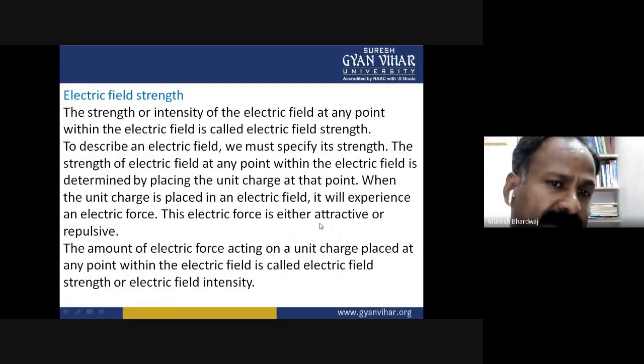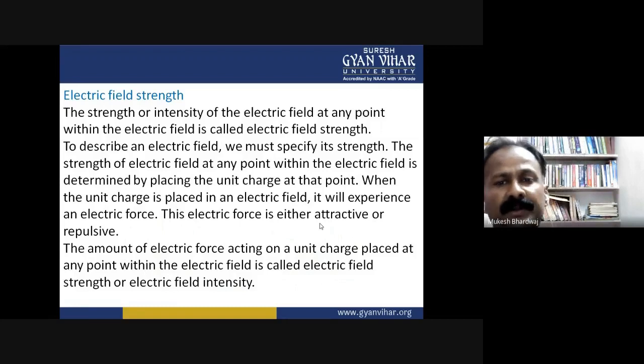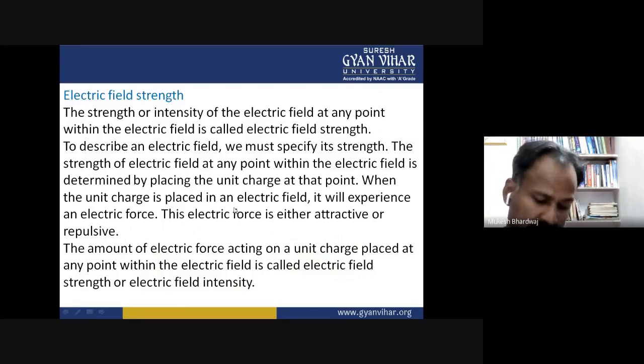So now, the electric field strength. The strength or intensity of the electric field at any point within the electric field is called electric field strength. To describe an electric field, we must specify its strength. The strength of electric field at any point is determined by placing the unit charge at that point. When the unit charge is placed in electric field, it will experience an electric force. The electric force is either attractive or repulsive. The amount of electric force acting on a unit charge placed at any point within electric field is called electric field strength or electric field intensity.